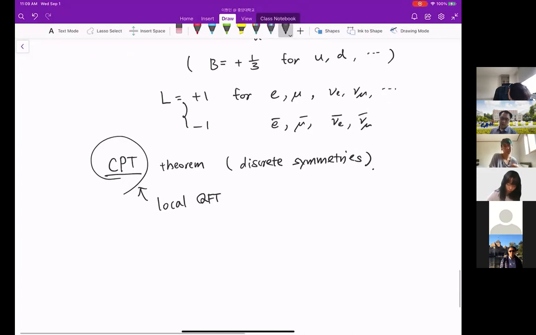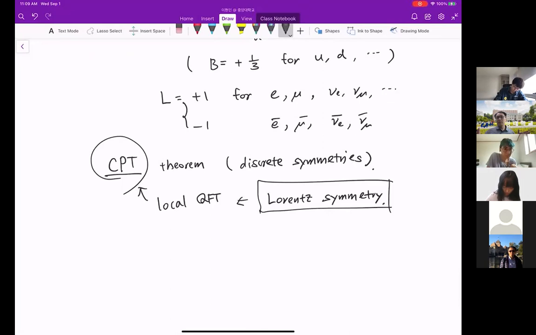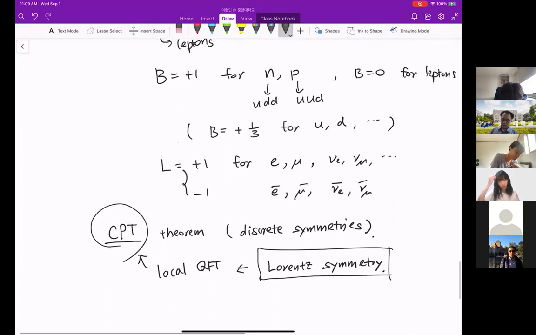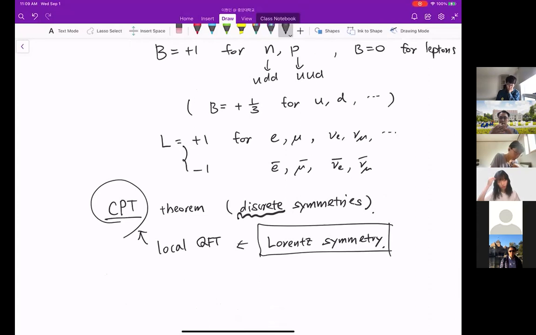And this local symmetry, sometimes it's due to the Lorentz symmetry. Normally, it is sufficient that there's a CPT symmetry if you have a Lorentz symmetry. So you can forget about the CPT theorem, but it's a consequence. This is not an exact symmetry, it's a requirement from the symmetry. And we are going to distinguish between continuous and discrete symmetries.